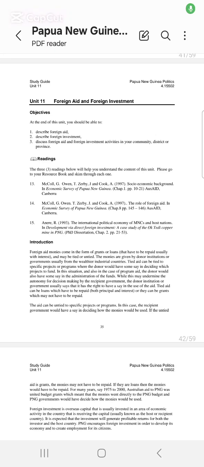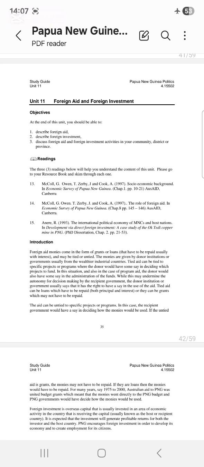Okay, we'll start. So Unit 11, Foreign Aid and Foreign Investment. Why is foreign aid and foreign investment important? For any country, including Papua New Guinea, we need foreign aid and foreign investment to grow our economy. Our economy currently depends very much on foreign aid and foreign investment. That's why in politics and government, you'll read in the media that the government will always talk about foreign aid and foreign investment.